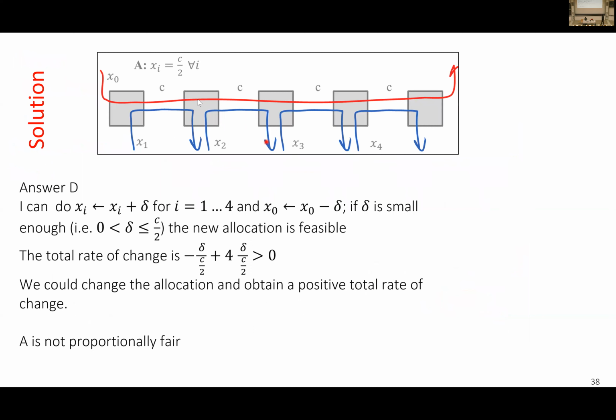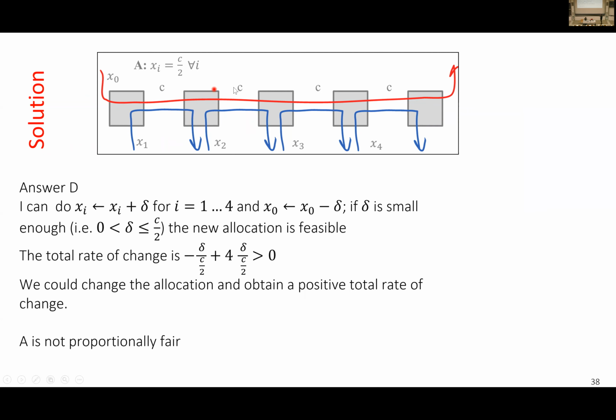Let's look at the first allocation. Here, that was my motivation for proportional fairness instead of maximum fairness. So we expect it's not proportionally fair, but let's verify it formally. Let's try to do a move that will invalidate the fact that this allocation is proportionally fair.